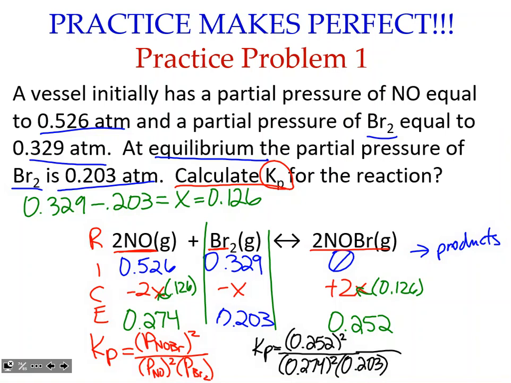And what do we get for KP? 4.17. That's what I'm getting here. And that's what you should be getting at home. So, you get 4.17? All right, very good. Equilibrium position lies to the right on the product side. The product side is favored here.